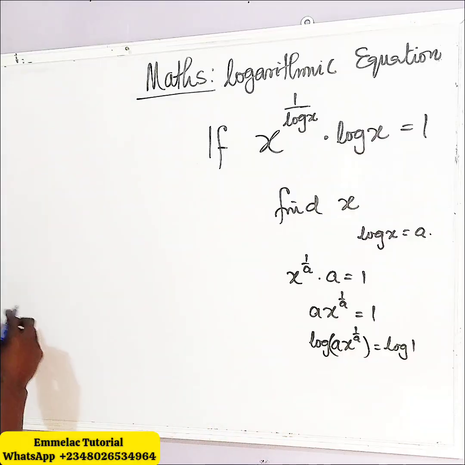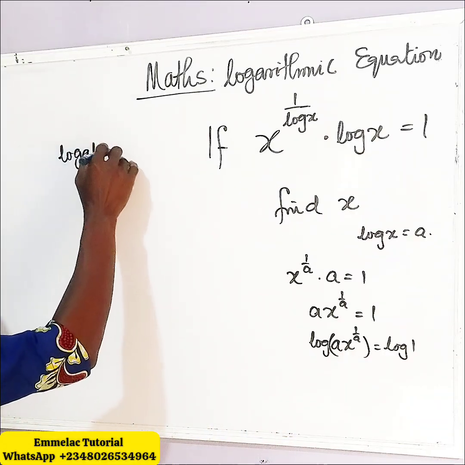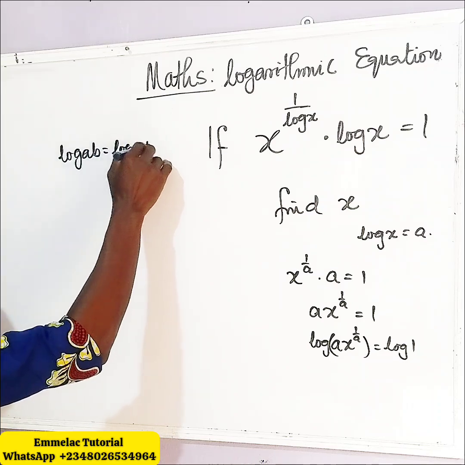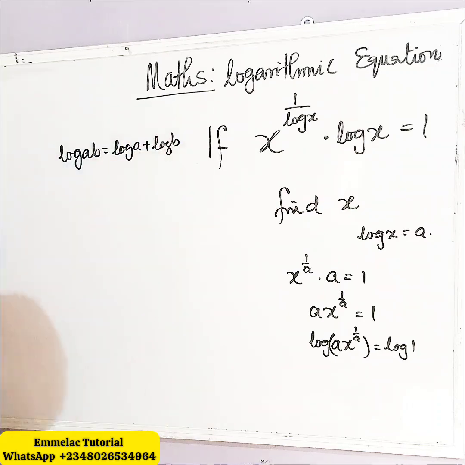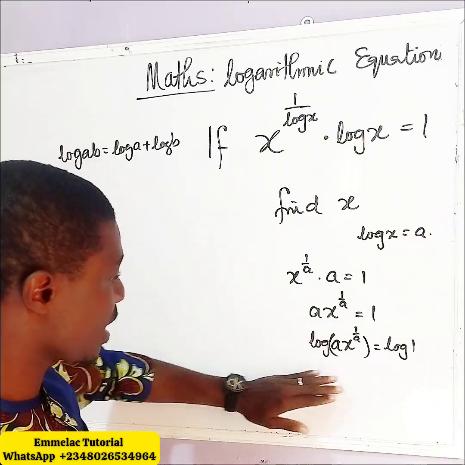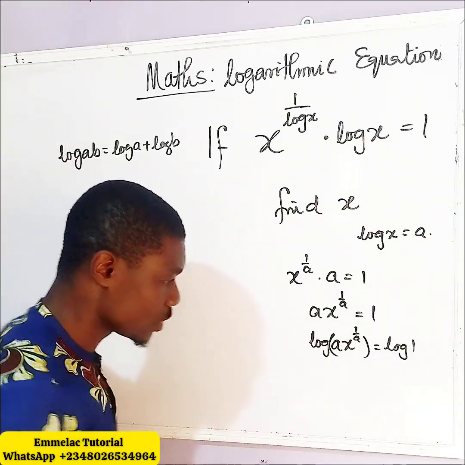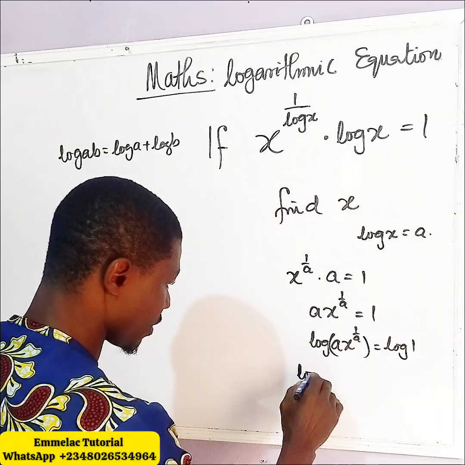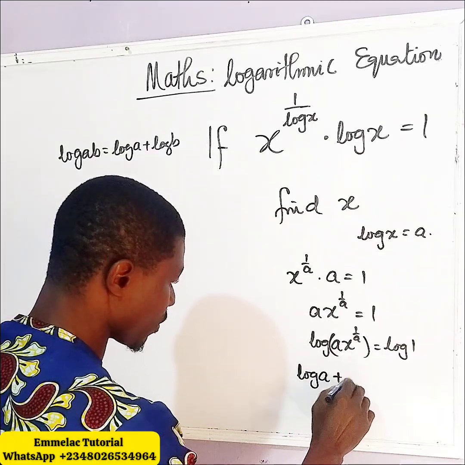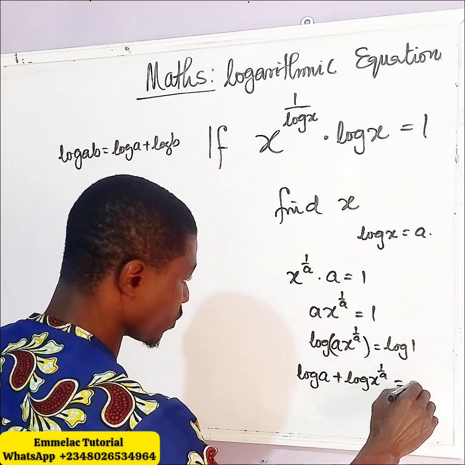And let us recall, take note that this is just two different terms. So let us recall that according to the law of logarithm, if you have log AB, this is the same as saying log A plus log B, right? So if you apply this rule here, and take note that log of 1 is 0, we have log a then plus log x raised to the power of 1 over a equals 0.